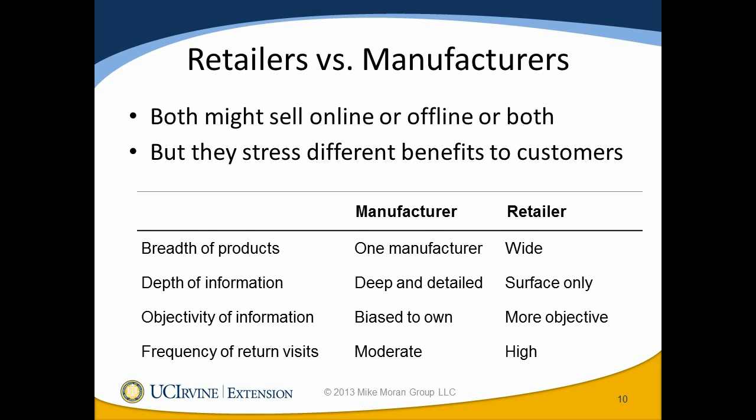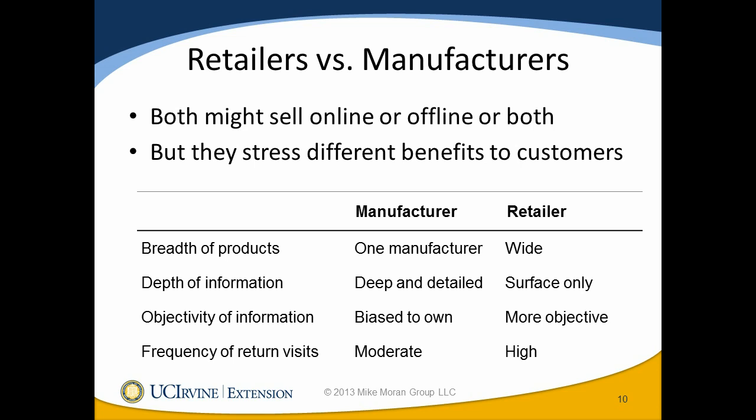Okay, so let's look at another difference between different kinds of web sales sites. So we already talked about online commerce versus pure online, but here's another difference. Retailers versus manufacturers. So they both might sell online. Obviously they both might sell offline as well, or both. But even though they might sell some of the same products, a retailer might carry a manufacturer's products, they're going to have different benefits to their customers. And so let's think about what those benefits are.